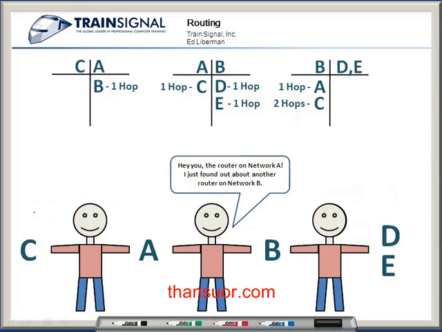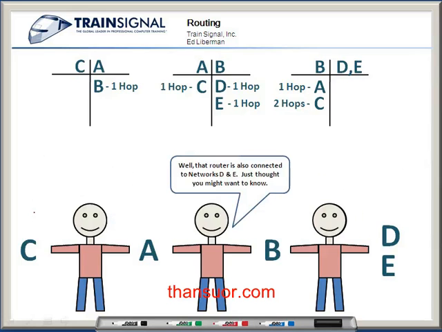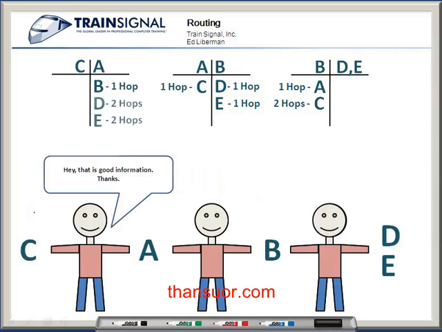Hey you, the router on network A. I just found out about another router on network B. Yeah, so what? Well, that router is also connected to networks D and E. I just thought you might want to know. Hey, that is good information. Thanks. And as you can see here, this router has now added D and E, each being 2 hops, each going out to another router connected to network A.